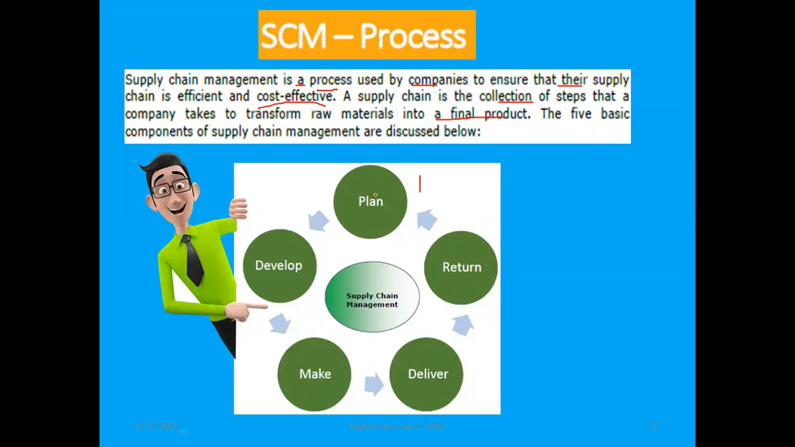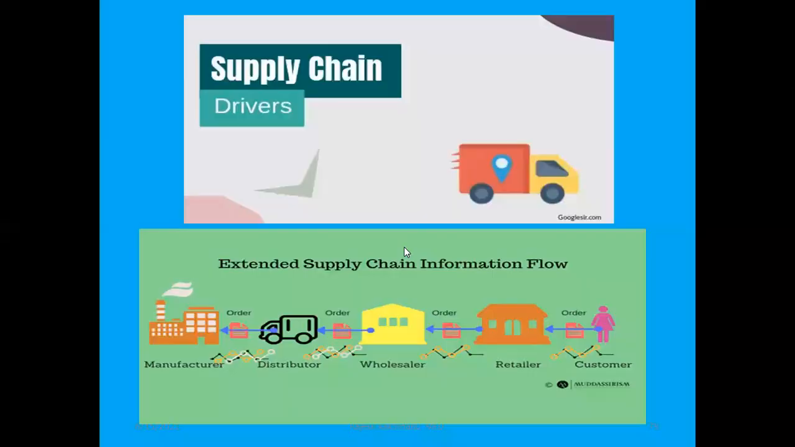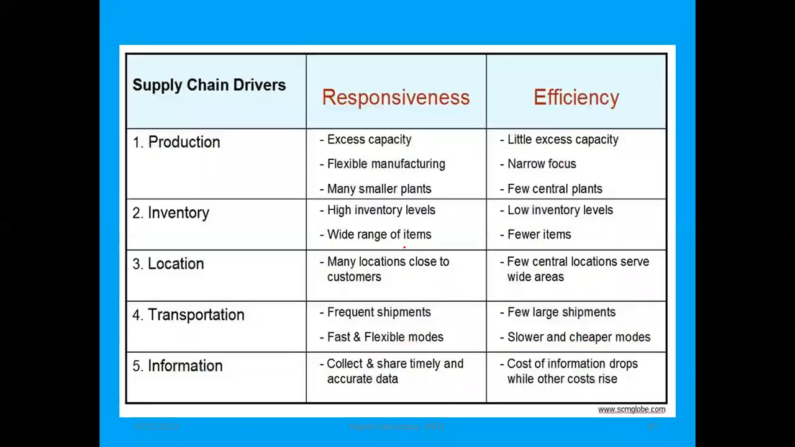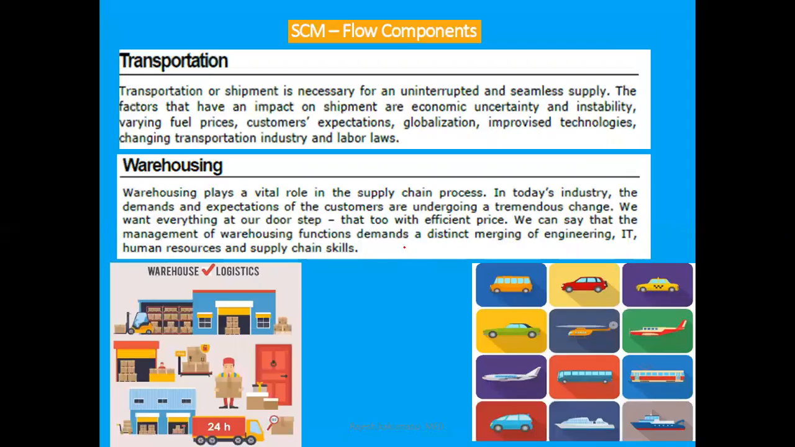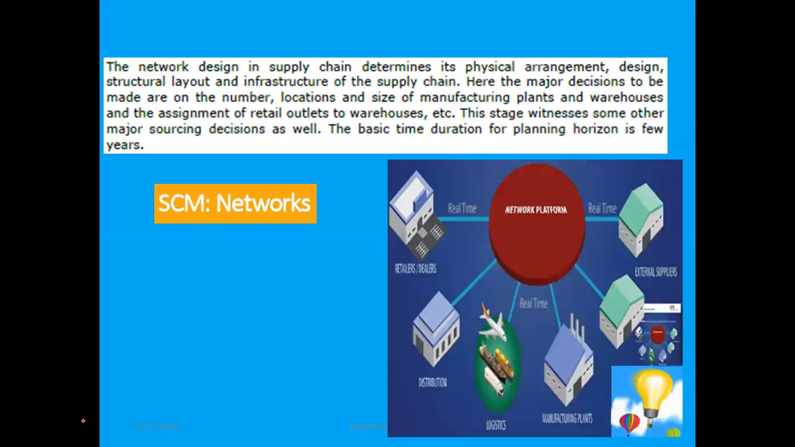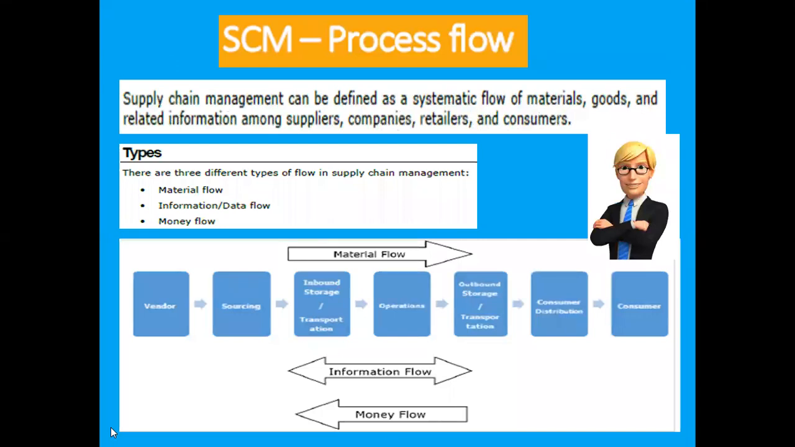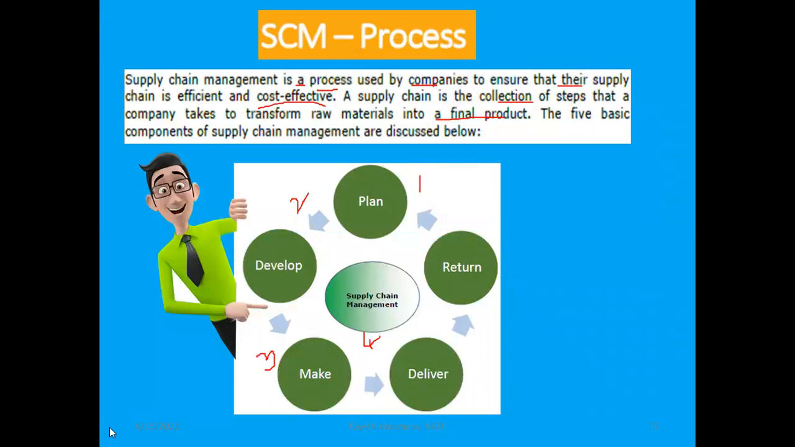The first one is plan. Second one is develop. Third one is make. Fourth one is deliver. Right. So the main things are plan, develop, make it, deliver it, return it. The supply chain management process.